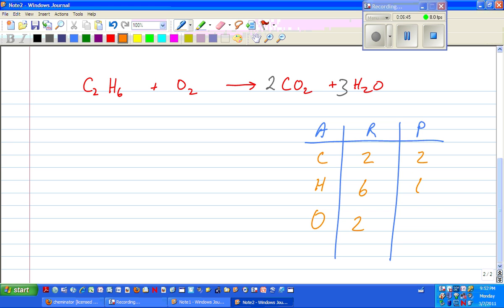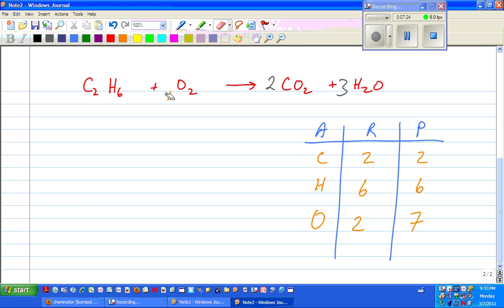3 times 2 is 6 hydrogens on the product side now, so that's balanced. And my oxygens, I've got 2 times 2 is 4, plus another 3, that's 7 oxygens. I've only got oxygen in one place over here, so this makes life a little easier. This is where I want to put something. If I put 3, that's going to be too small, because that'll give me 6. If I put 4 there, that's going to be too large, because that'll give me 8. 3 won't work, and 4 won't work. What is halfway between 3 and 4? That would work, and that is 3.5.